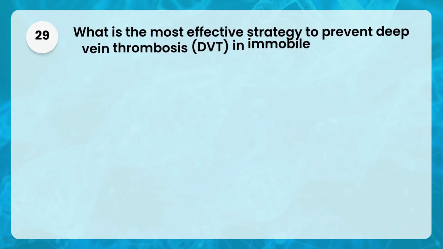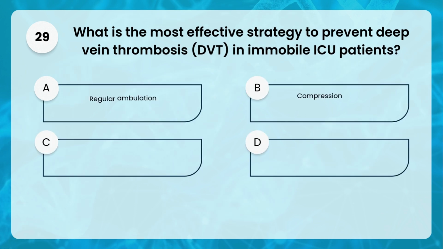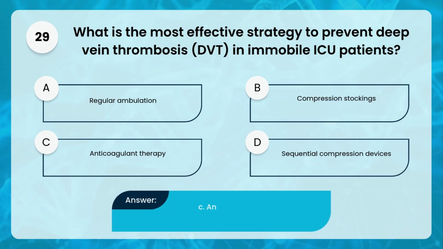29. What is the most effective strategy to prevent deep vein thrombosis, DVT, in immobile ICU patients? A. Regular ambulation, B. Compression stockings, C. Anticoagulant therapy, or D. Sequential compression devices. The answer is C. Anticoagulant therapy.